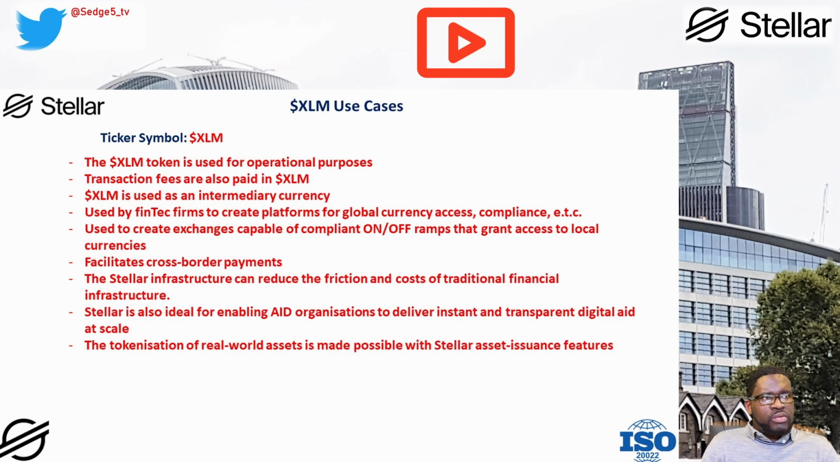Good example, MoneyGram. The blockchain is also used to create exchanges capable of compliant on-off ramps that grant access to local currencies. It also facilitates cross-border payments. The Stellar infrastructure can reduce friction and cost of traditional financial infrastructure. Stellar is also ideal for enabling aid organizations to deliver instant and transparent digital aid at scale. The tokenization of real-world assets is made possible with Stellar asset issuance features.